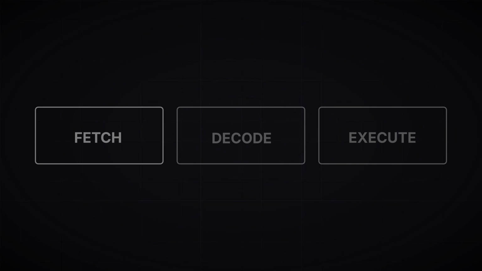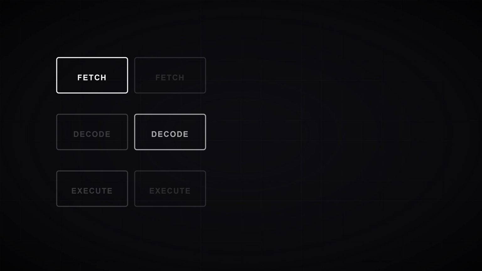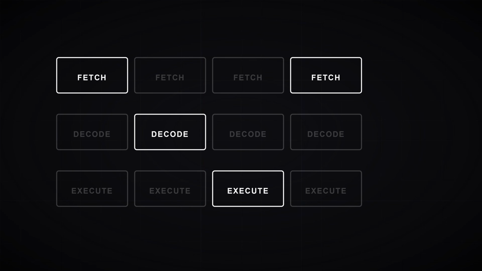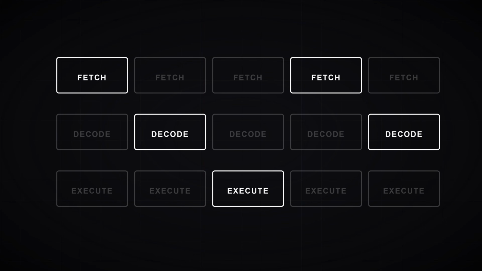But here's the thing, while fetch is happening, the ALU does nothing. While decode is happening, the buses are quiet. While execute is happening, fetch sits idle. While one stage is doing its job, the other two are just waiting. Most of the chip is always dark. That's enormous wasted potential, and it's exactly what the next video is going to fix.